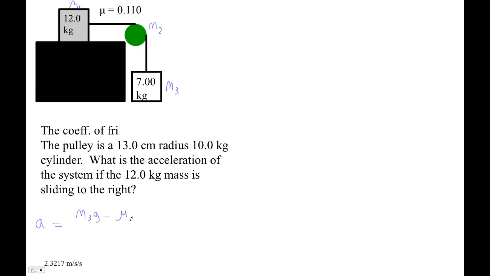minus mu M1G. That is the weight of this minus the friction of that, right? Divided by all of the inertia, right? So M1 plus, and then the pulley was 1/2 M2 plus M3.